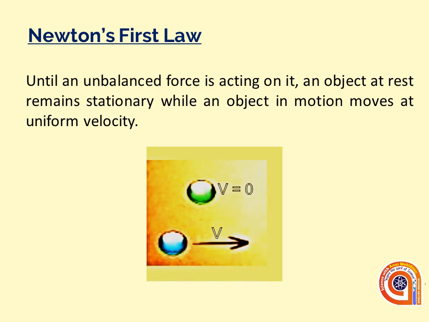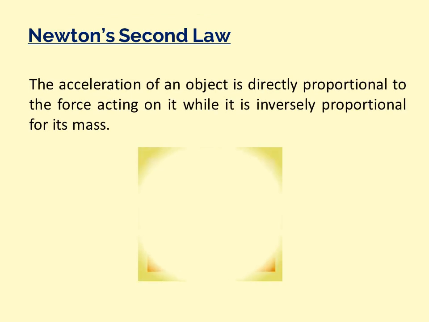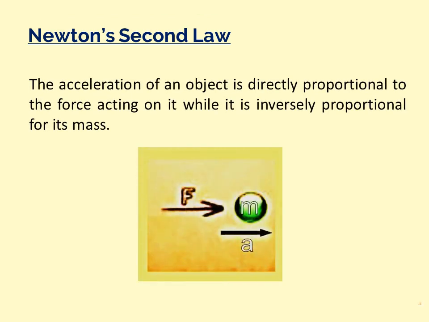Now we go for the second law. So what does the second law of Newton say? The acceleration of an object is directly proportional to the force acting on it while it is inversely proportional to its mass. There is an object given here having the mass m. The force applied is capital F. Due to the force, the acceleration would be simply a. So in between these three factors there is a relationship given by the second law of Newton.